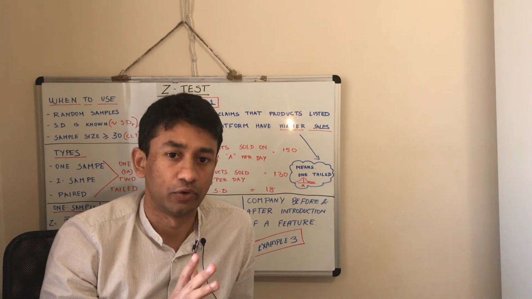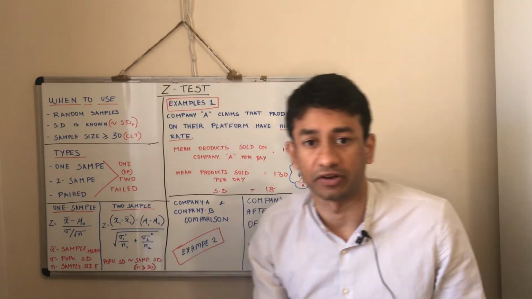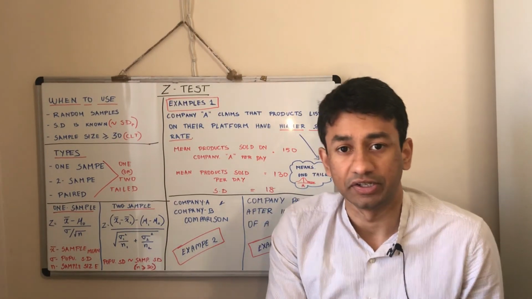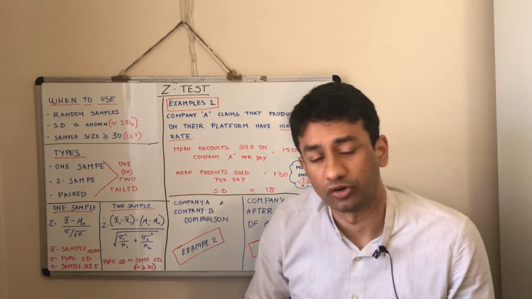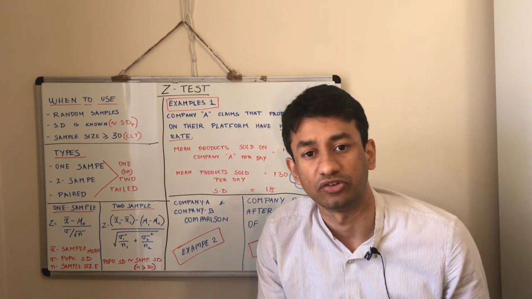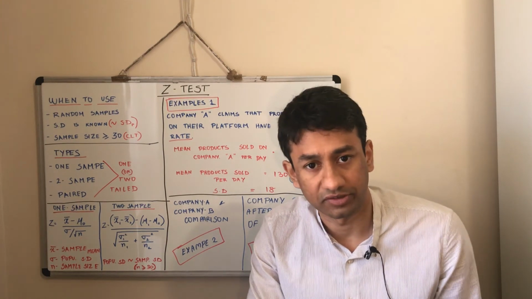Again, whenever we are going to use the z-test, we need to ensure that the samples are completely random and we have at least 30 or more samples, because we want to ensure that it is normally distributed, and we need to ensure that the standard deviation is known. So this is all about the z-test.